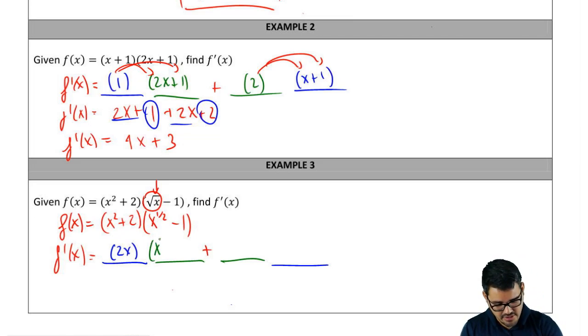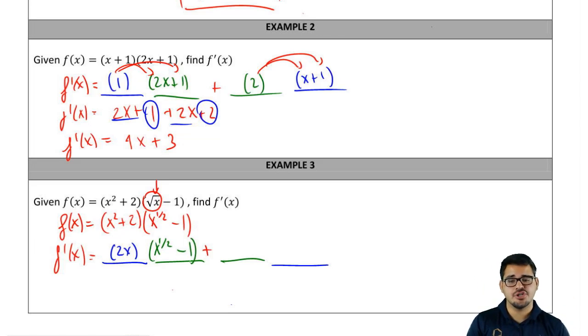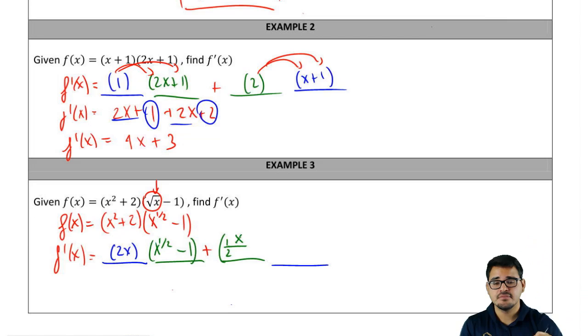So we're going to have x to the 1/2 minus 1. Okay? And now we're going to go ahead and derive the second function, right? And how do we derive an x to the 1/2? It is still power rule, so we're going to bring down the exponent. So we're going to have 1/2 x. We subtract 1/2 minus 1, and that gives us negative 1/2. And then minus 1 just doesn't matter. So since we already derived the green function, we're going to go ahead and just rewrite the blue function.